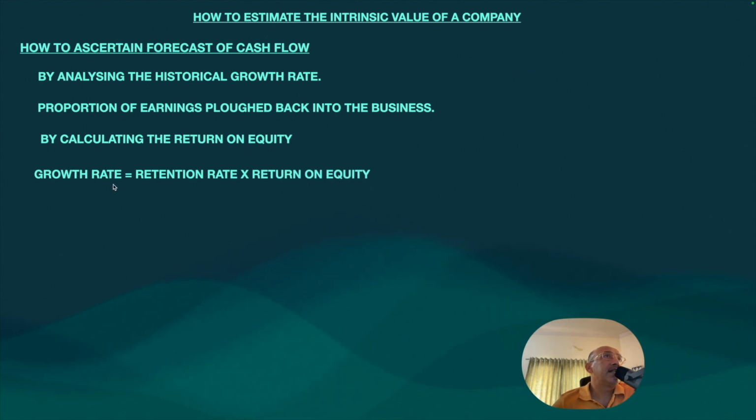We will see that through CAPM, the capital asset pricing model. I will explain it in a different video. It is another very important concept, the capital asset pricing model. Now the growth rate of the dividends is the retention rate into return on equity.